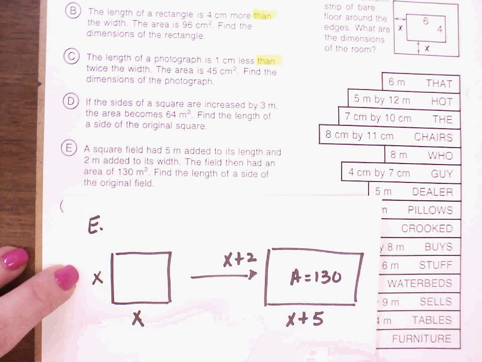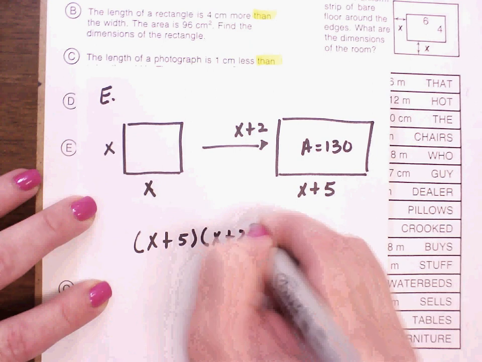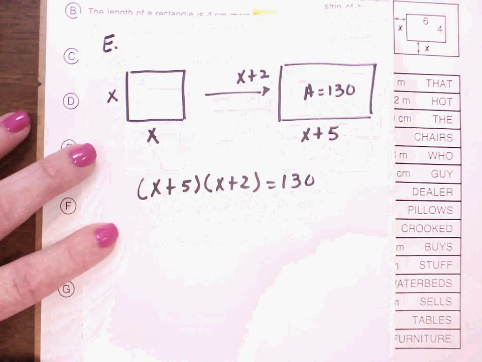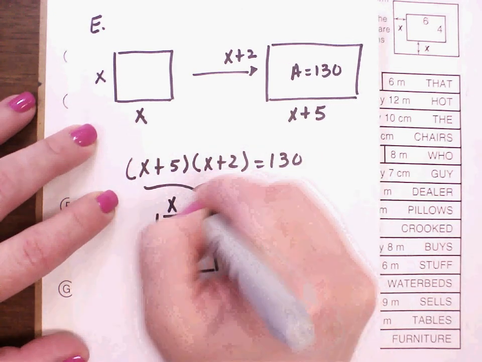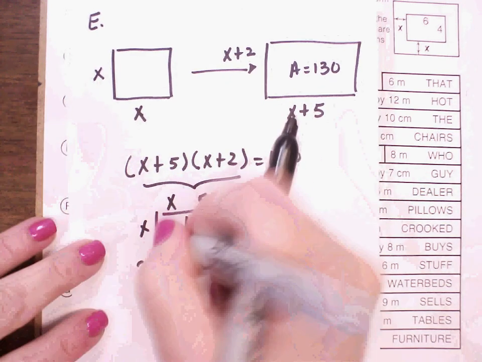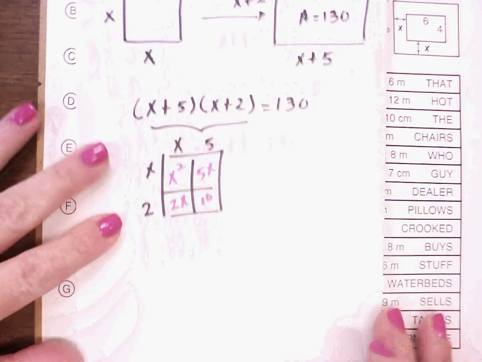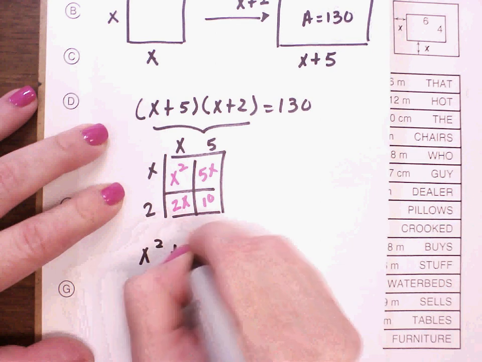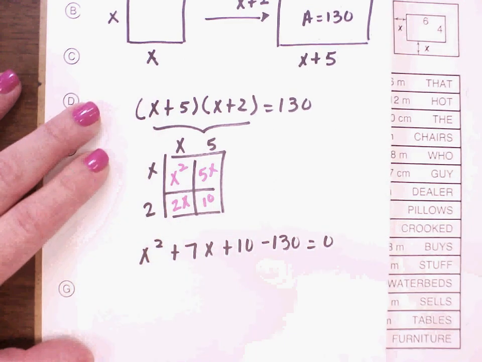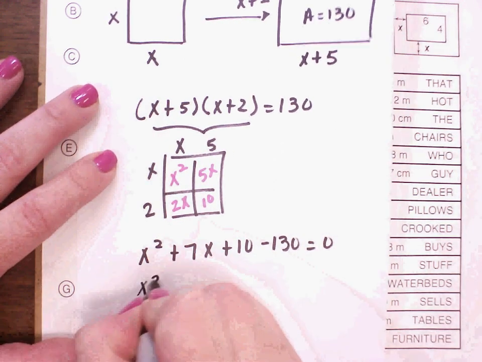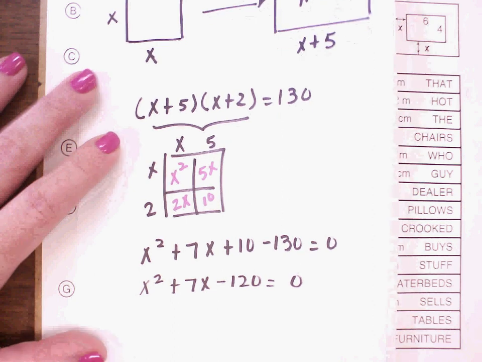All right, so this would be (x plus 5) times (x plus 2) equals 130. Okay? And now we're going to do a box for this. So x squared, 2x, 5x, and 10. So x squared plus 7x plus 10 minus 130. I went ahead and moved the 130. So this is x squared plus 7x minus 120 equals 0. And now we've got to factor because there's no GCF.